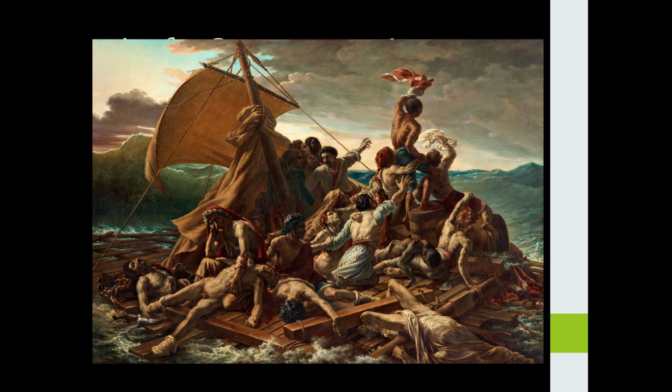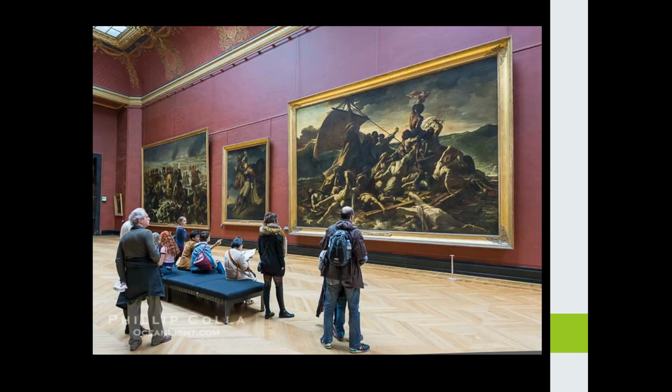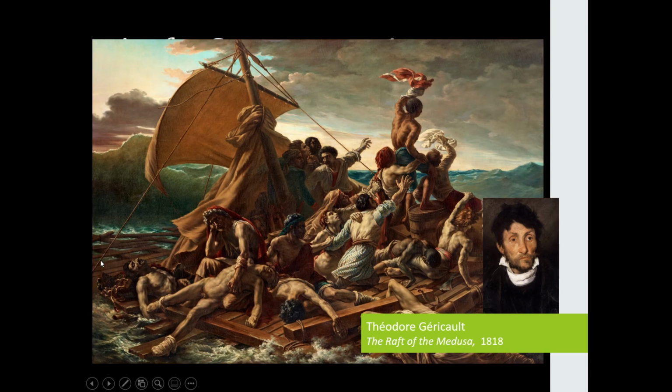So really beautiful artwork. Just to give you an idea how large the artwork is. Every single one of those figures here is almost human life-size, human scale.